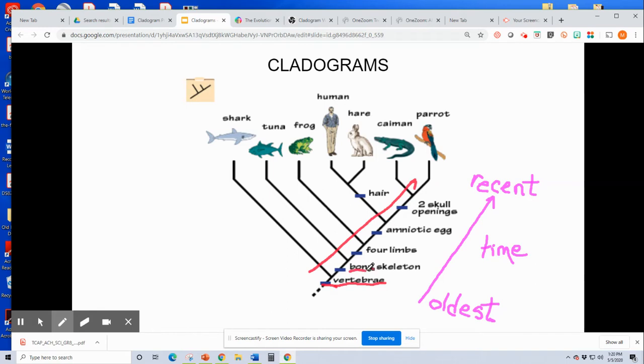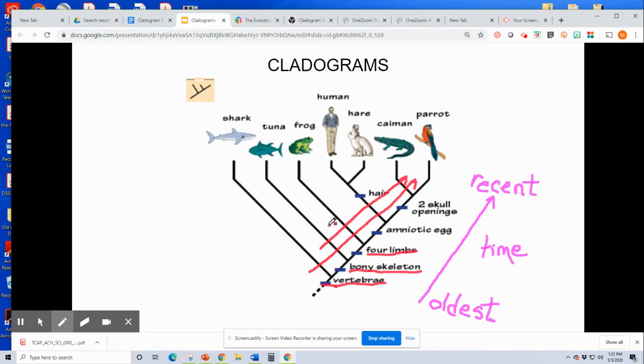We go up to the next step and it says bony skeleton right here. Only those organisms to the right of that trait have that trait. So you notice the shark is left out now. The shark does not have a bony skeleton. It has a vertebra, but not a bony skeleton. And that's because sharks are considered to have cartilage instead of true bone. All the rest of these actually have a bony skeleton. And so we'll move up to the next one that says 4 limbs.